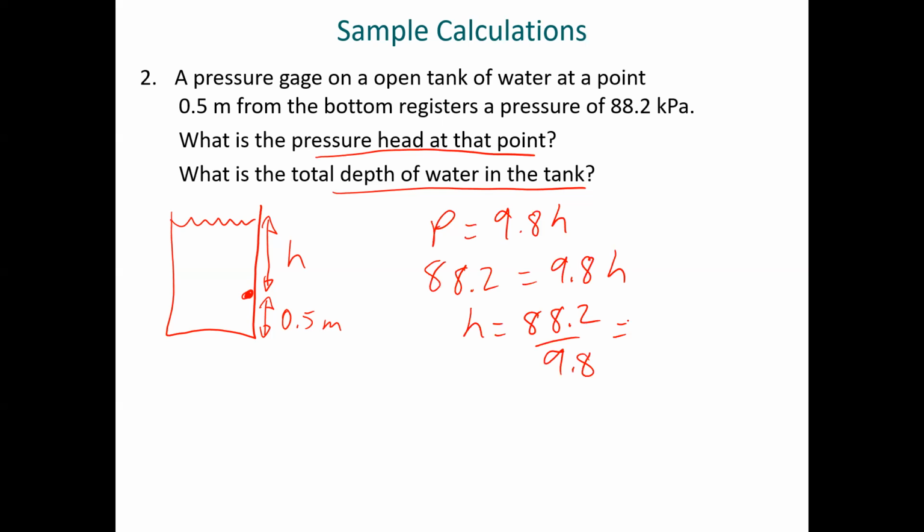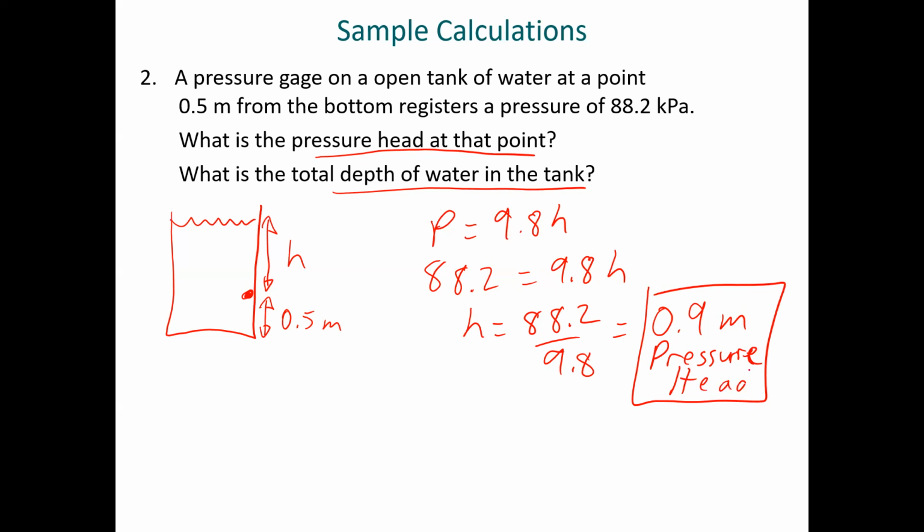I'll put 88.2 divided by 9.8 in my calculator. It's telling me that this is 0.9 meters. So this is equal to the pressure head. Remember, the pressure head is just the depth, and this is the depth of the meter. The total depth, of course, is adding the two values. Total depth is 0.9 plus 0.5, and that is 1.4 meters.